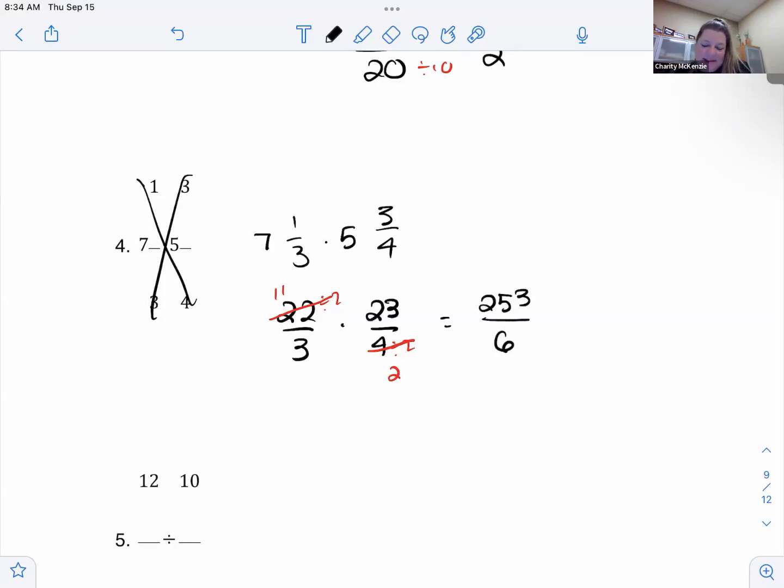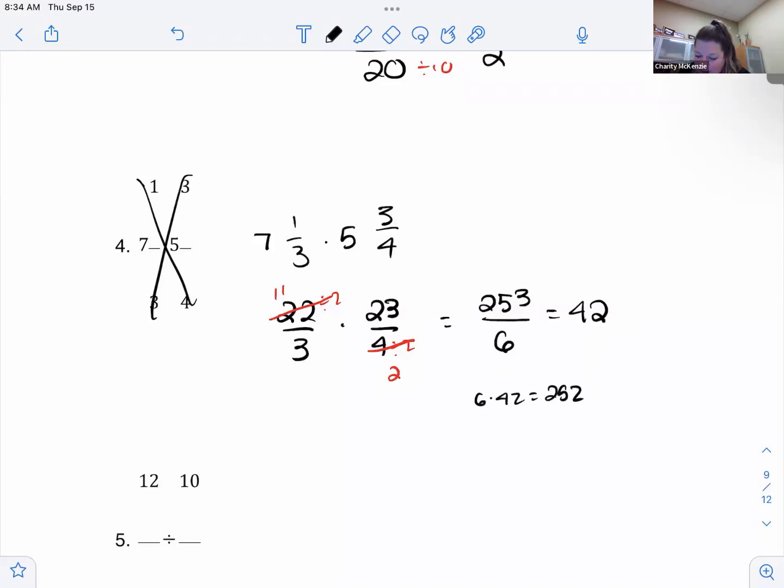What if they want it mixed? How many times does 6 go into 253? So I'm going to divide them on my calculator. I have the decimal now, 42.16666 repeating. And what I'm going to do is I'm going to keep the 42. I know it goes in at least 42 whole times. And then I'm going to do 6 times 42. And that gave me 252. Okay. So 6 times 42 is 252.